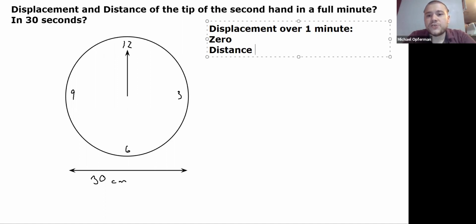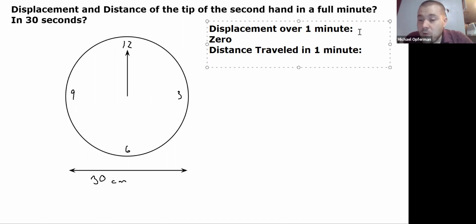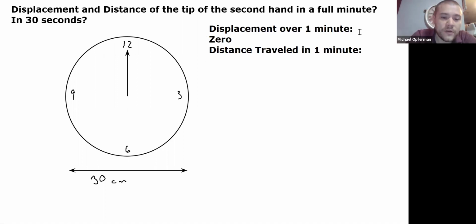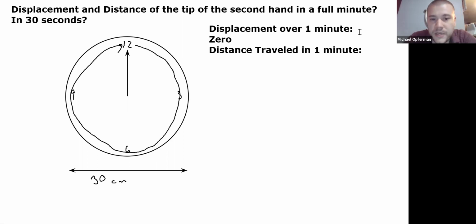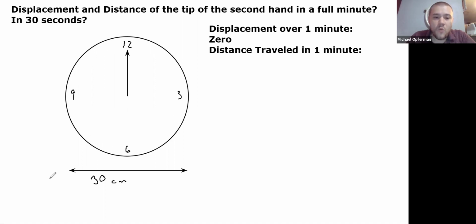Okay, how about the distance traveled over 1 minute? The answer here would be that you actually have to look at the path that the object takes as it goes around. So it would go all the way around the perimeter of the clock like this and make a complete circle. So that means the distance traveled in 1 minute is going to be equal to, let's call it D, the circumference of the circle.